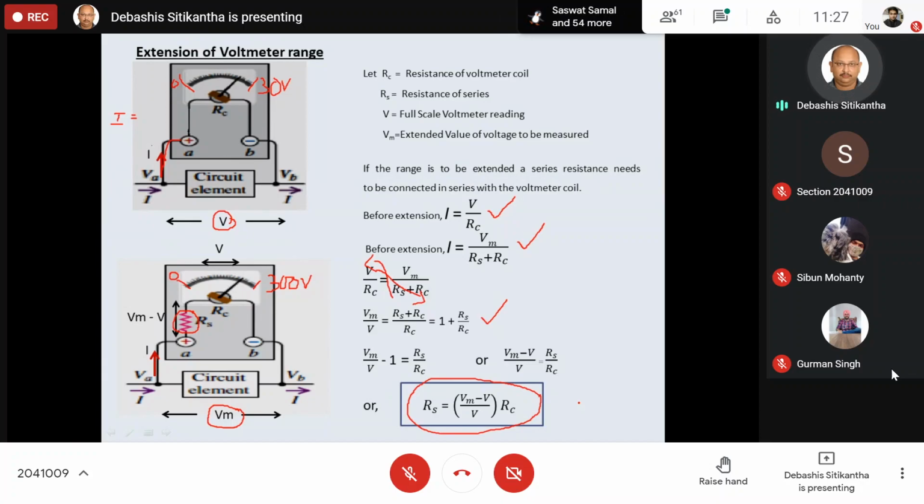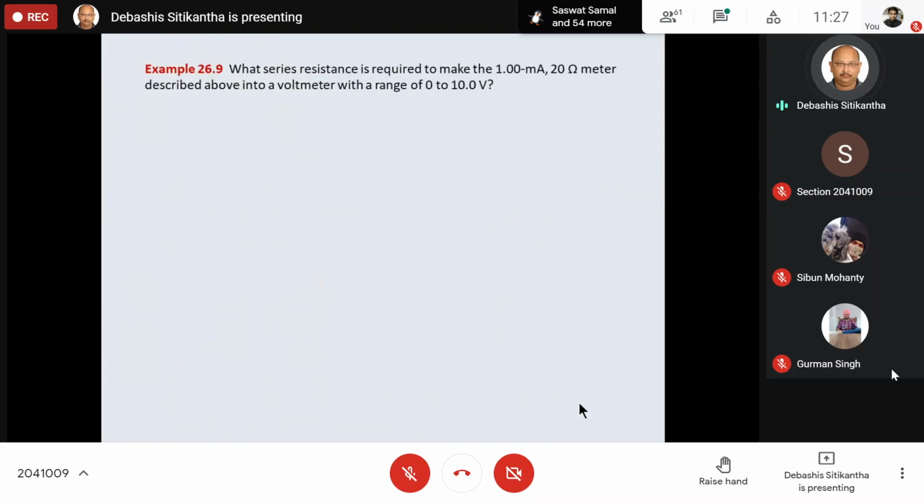Okay, please note down this equation and now solve this problem. What series resistance is required to make a 1 milliampere 20 ohm meter described above, in that previous case, read 10 volts full scale? Please solve it as quickly as possible within 3 minutes.